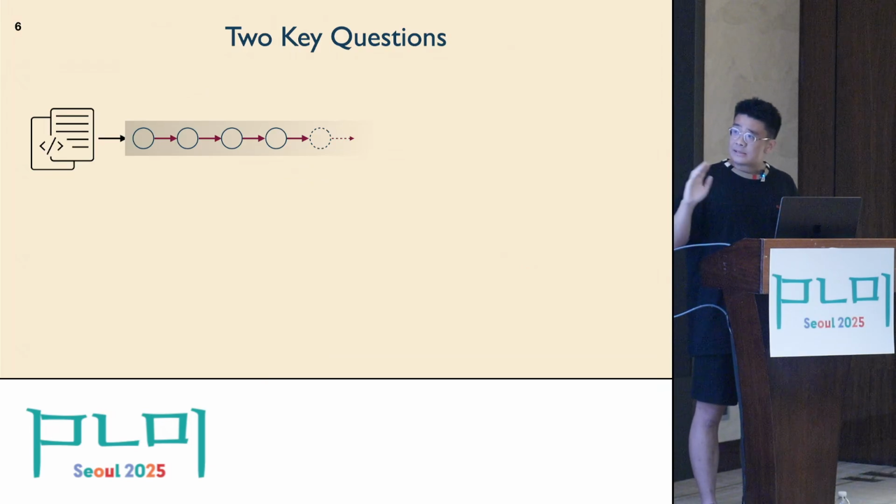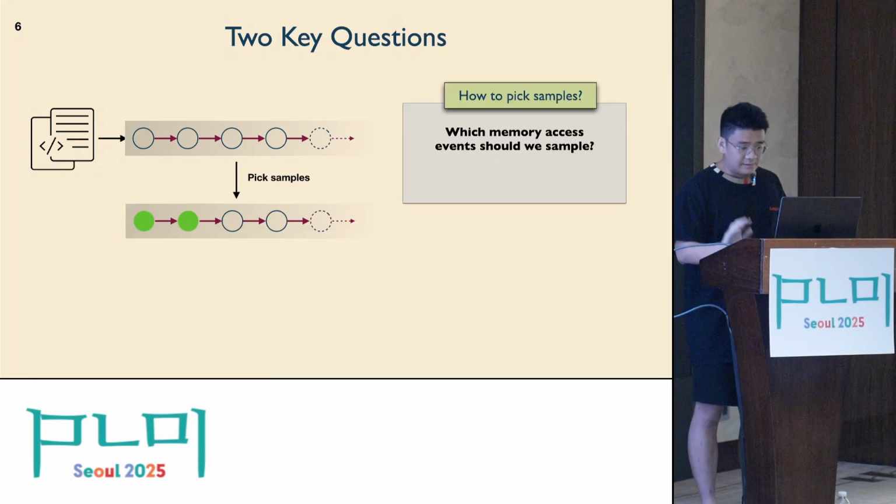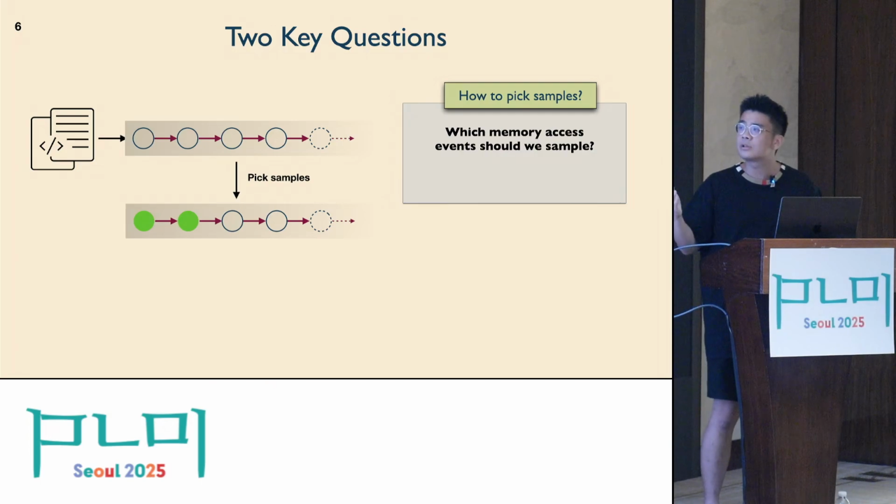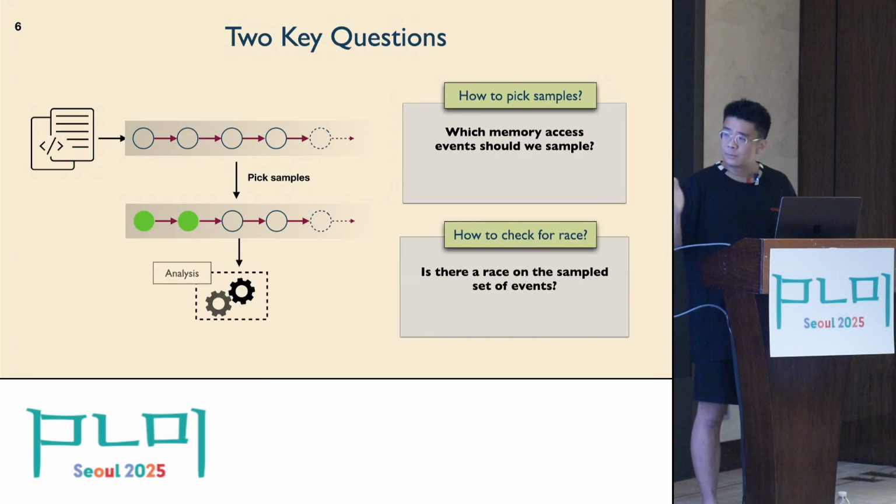Sampling-based race detection centers around two key questions. The first one asks, how do I pick the samples? Or specifically, which memory access events should we sample in order to increase the likelihood of detecting races? And the second question asks, once this set is determined, how do we check for races?